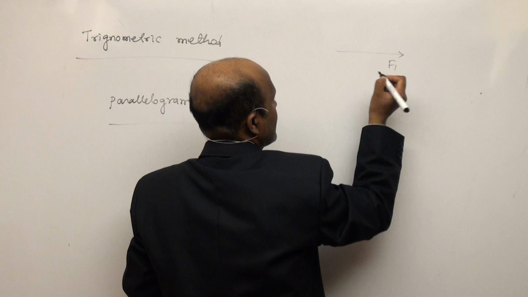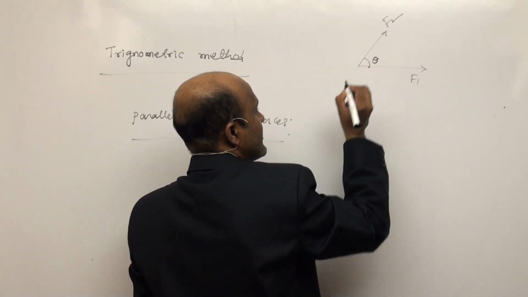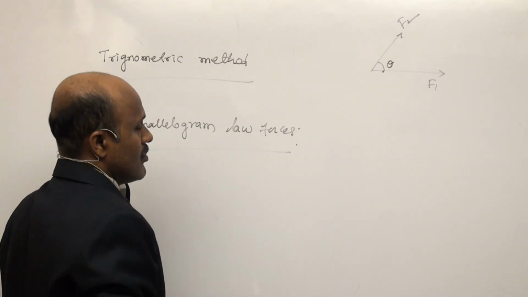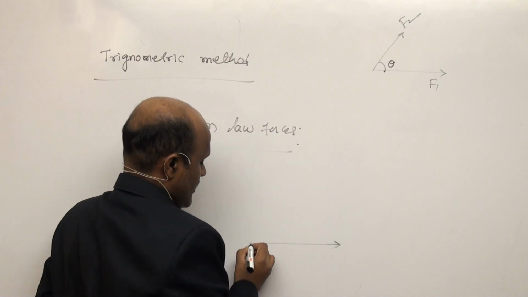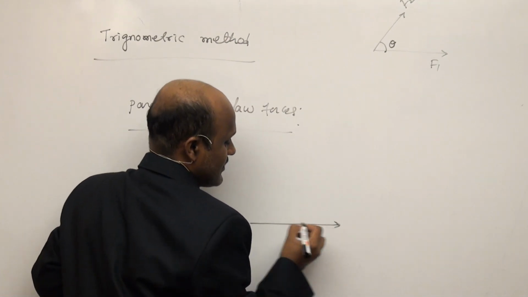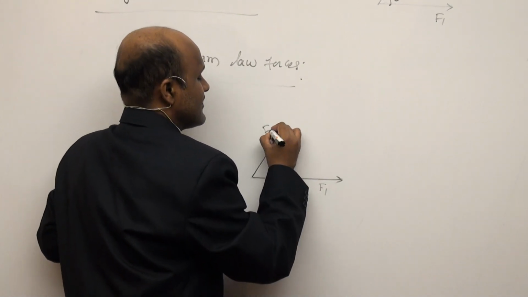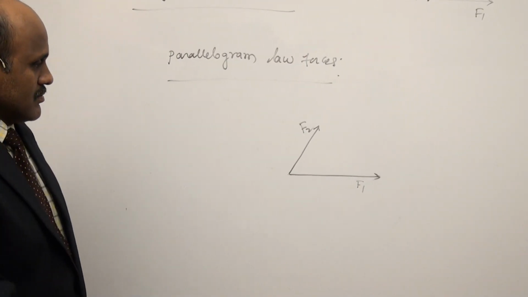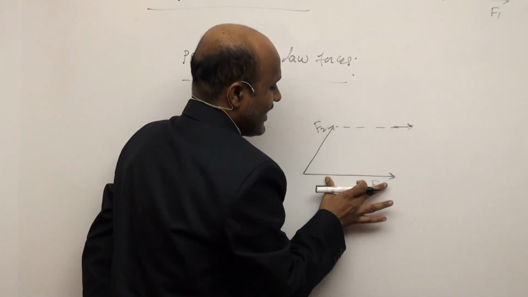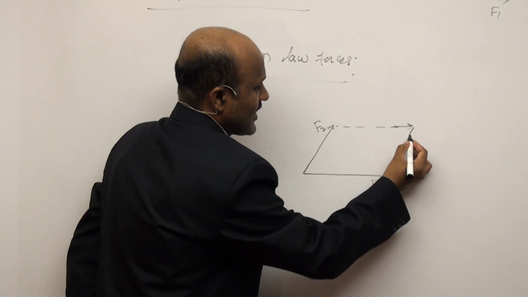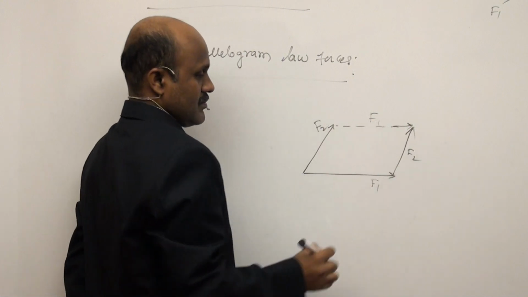This is one force. Here there is another force. The angle between these two forces is theta. Now first of all, draw one force like this, and another force like this. This is F1, here it is F2. Now draw a line parallel to this one here, of the same length. Here also draw a line parallel. This is also F1, it is also F2.